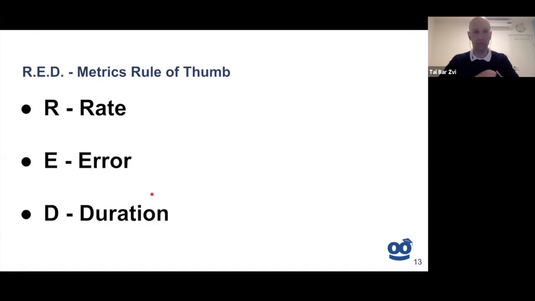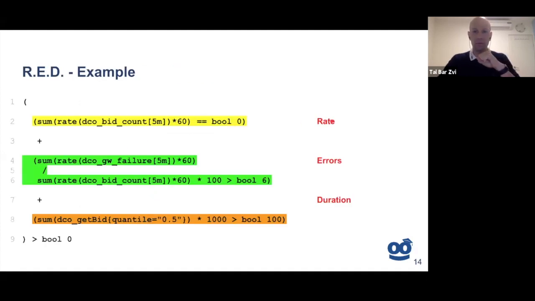I'll try to show you. Okay, so this is how I check my rate. The sum of the rate should be equal. If it equals 0, it's a problem. If the error rate, that is failures divided by count, is higher than 6%, it's a problem.